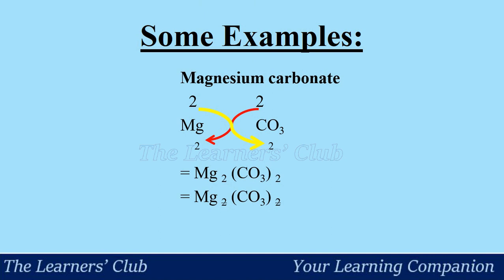Here both of these are 2, so they cancel each other. And finally there is nothing outside CO3, which is kept inside the bracket. Here nothing means at least there is 1. So that can be avoided and simply the formula can be written directly without the bracket, that is MgCO3. That is the final molecular formula of magnesium carbonate.